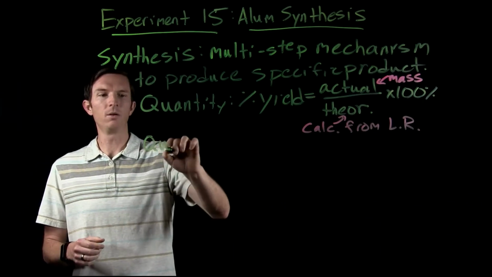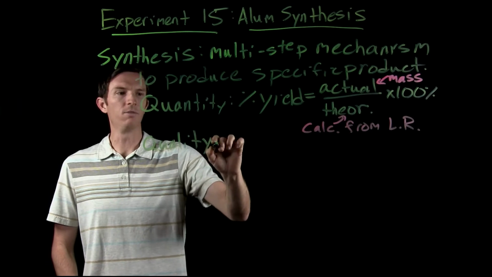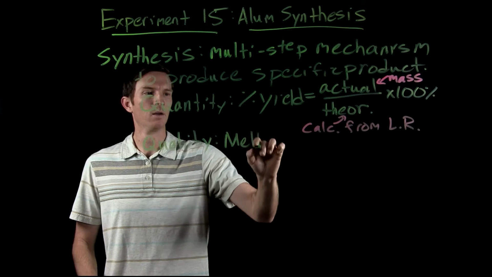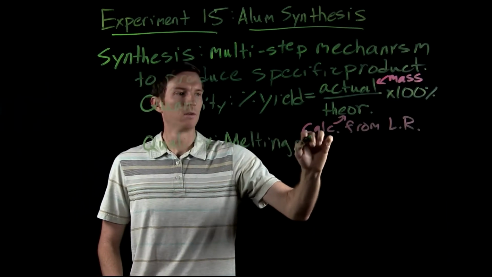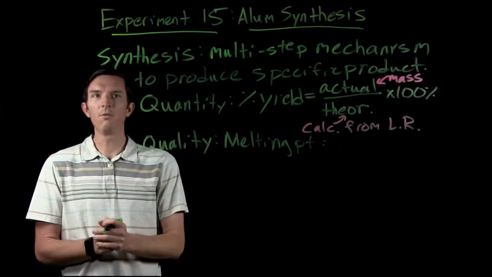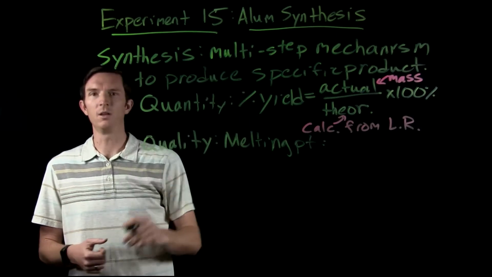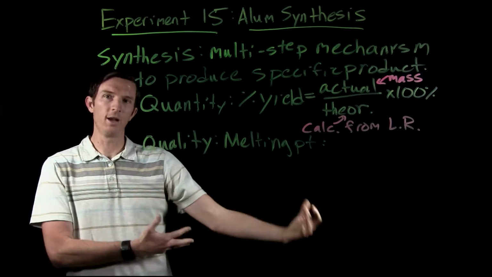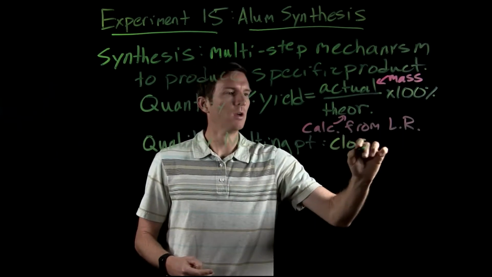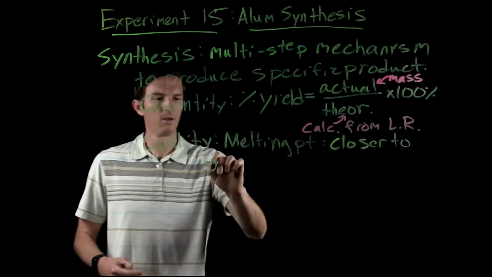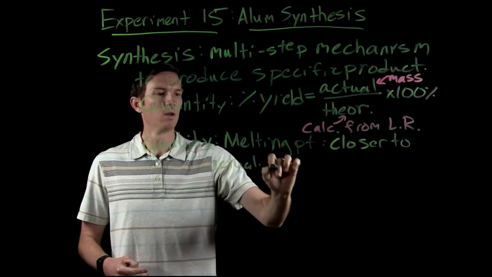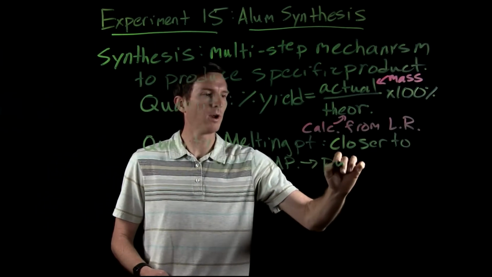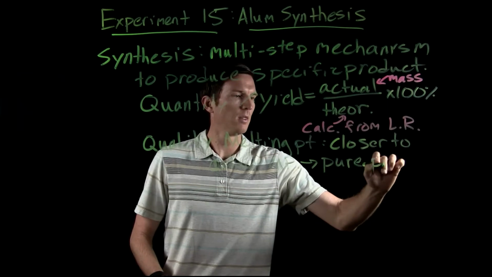Then we can also talk about the quality of our product. Okay, and the quality, what we're going to do is look at the melting point. Okay, and so we know we're trying to synthesize a specific product, this alum, and we can compare the melting point of what it should be to what it actually is. Okay, and so the closer to the actual melting point is going to tell us how close we are or how much more pure the product we have.